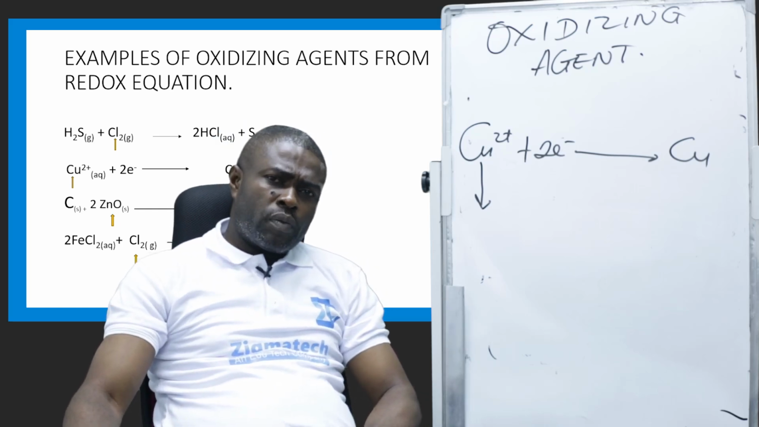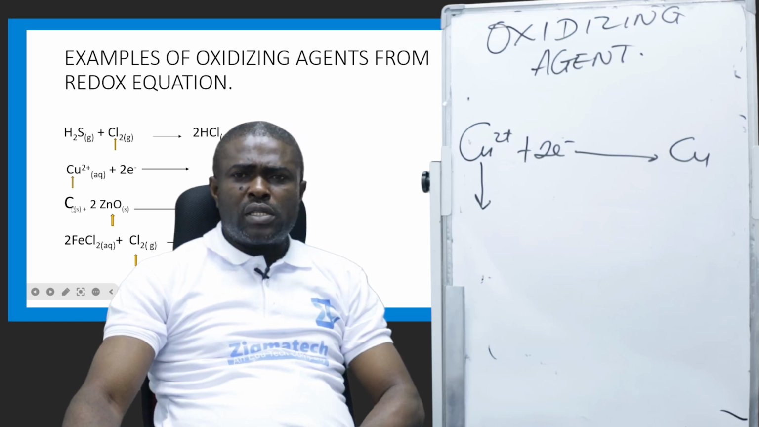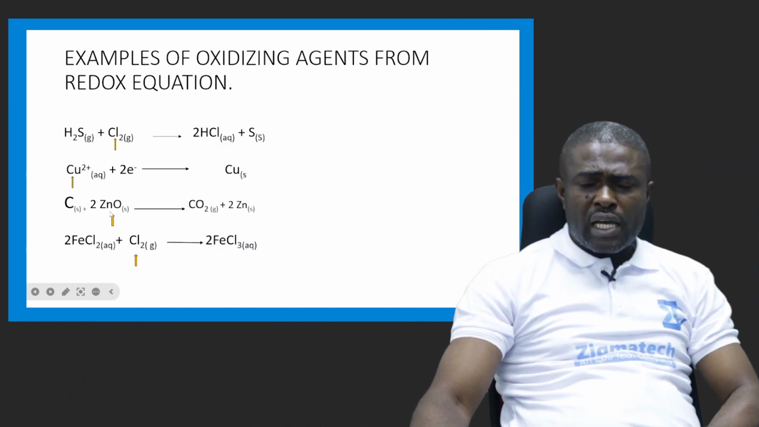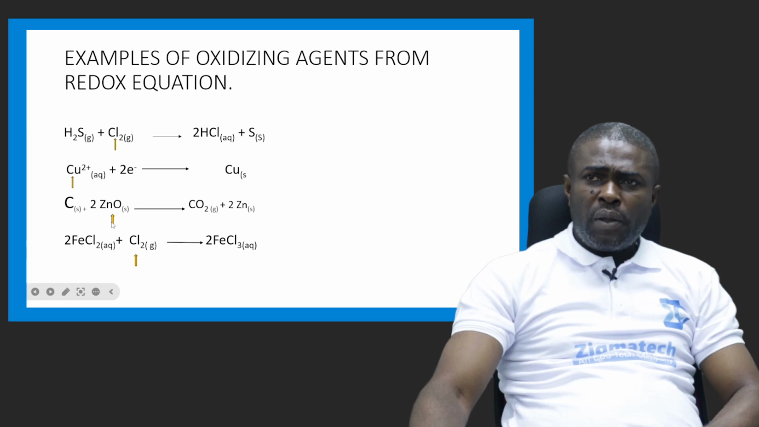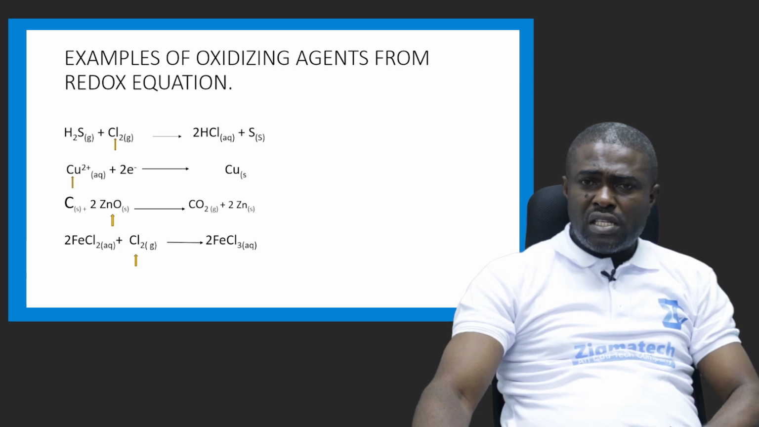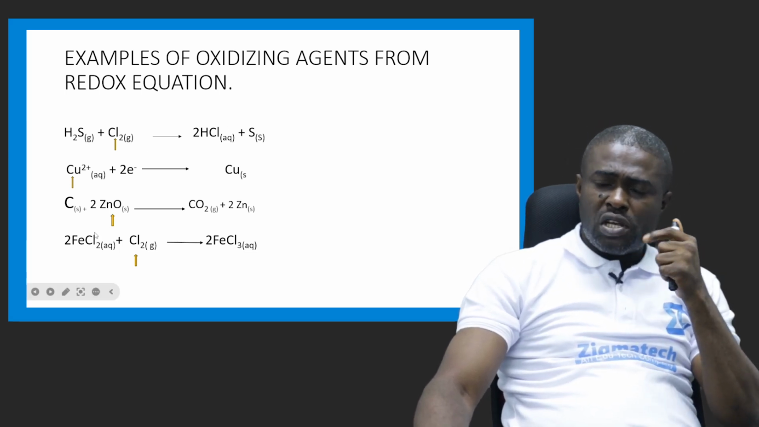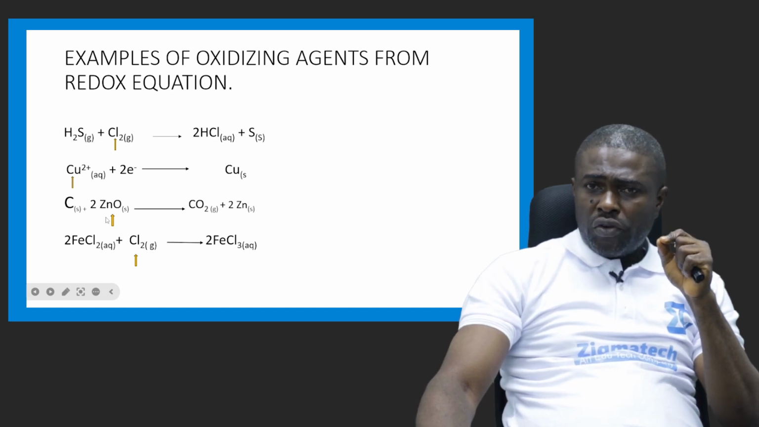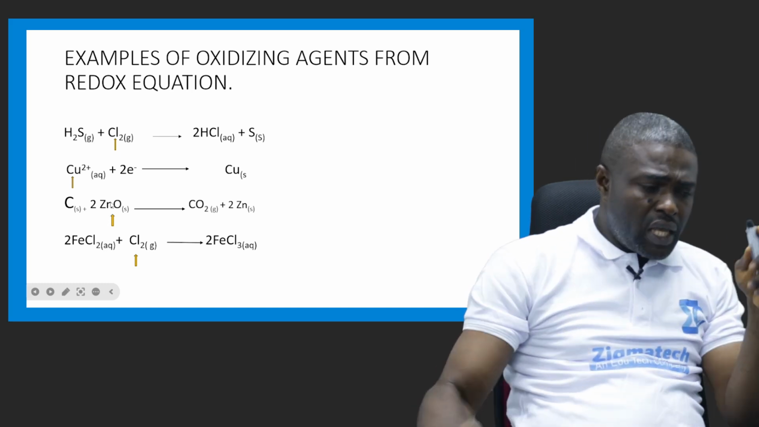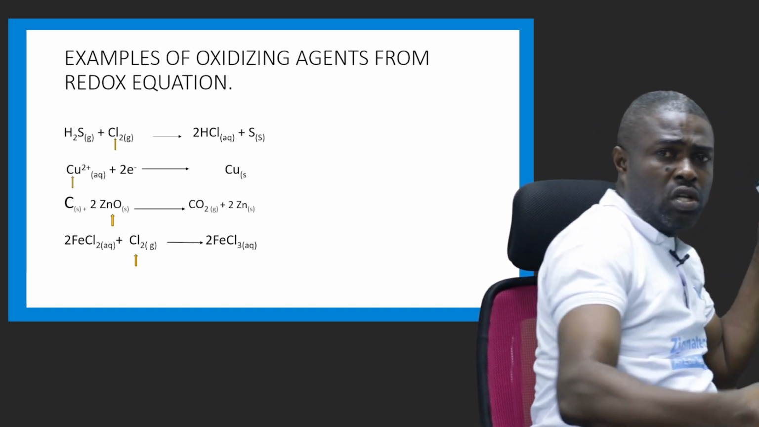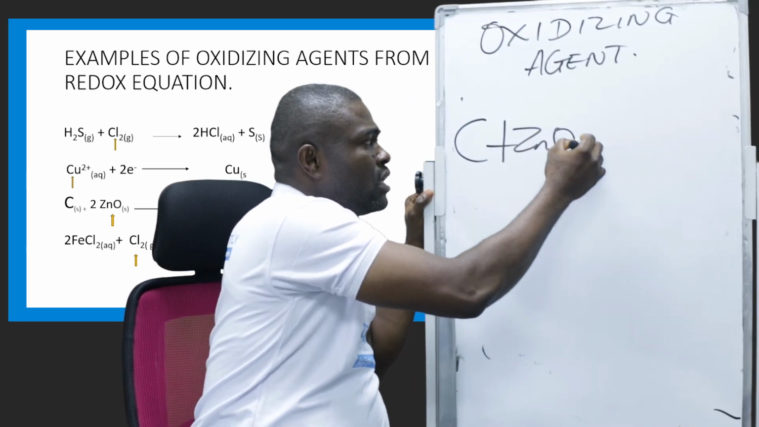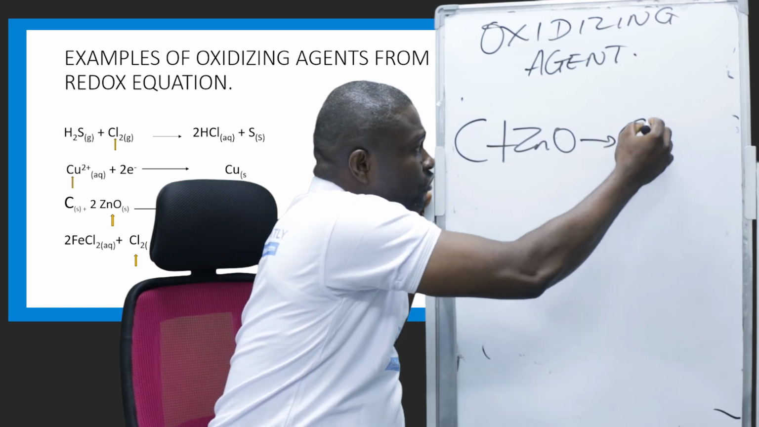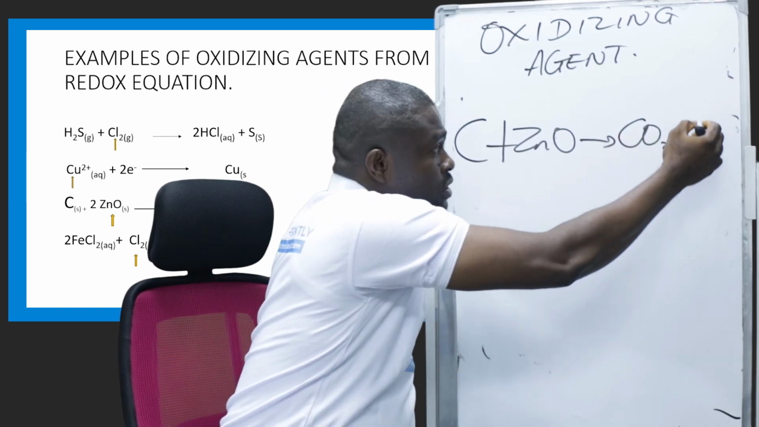Okay, look at the third equation. We pointed at zinc oxide to be an oxidizing agent. Remember one of the definitions? It said an oxidizing agent is reduced. What does that mean? It means that its oxidation number will definitely reduce. Now let's see. From zinc oxide, that is the third equation on our slide, I have carbon reacting with zinc oxide that gives me carbon 4 oxide plus zinc.